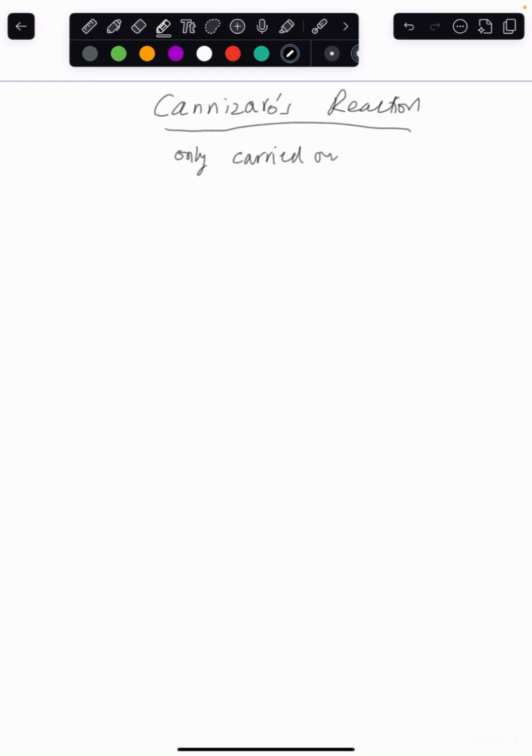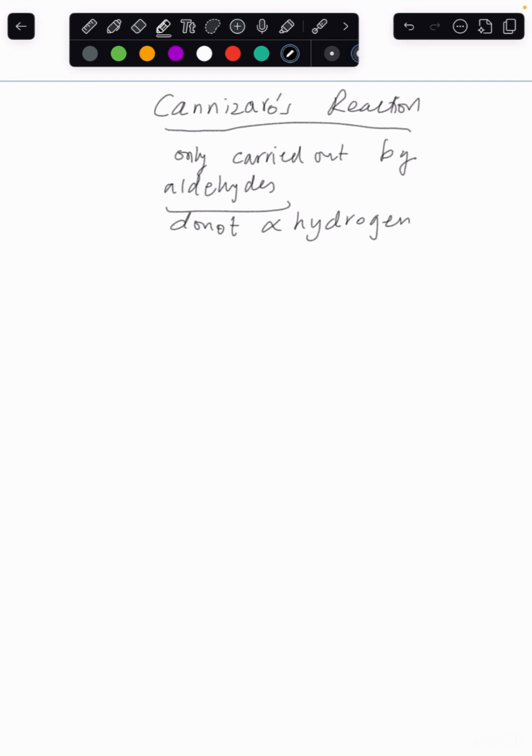So Cannizzaro's reaction is only carried out by aldehydes, and only specific aldehydes in this case, which do not have an alpha hydrogen. In aldol condensation, we see that it is carried out by both aldehydes and ketones that have alpha hydrogen. Now this one is carried out by only aldehydes that do not have alpha hydrogen.